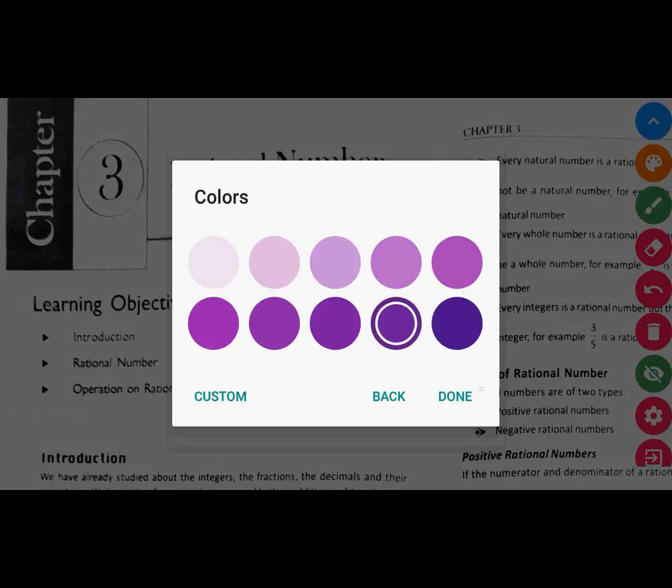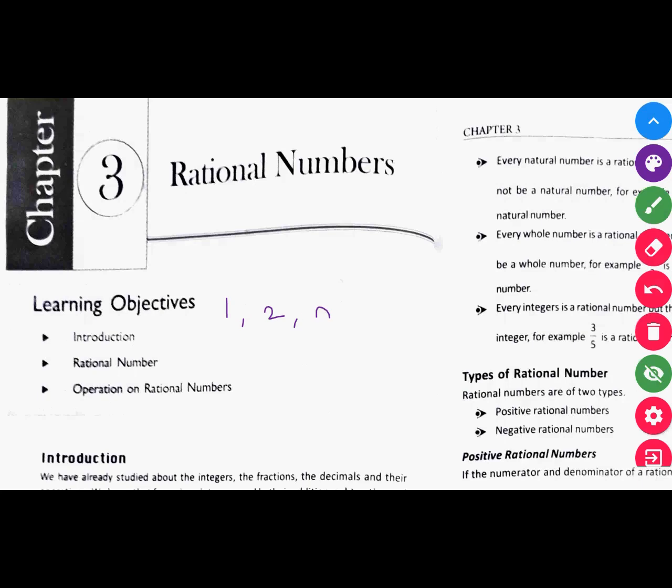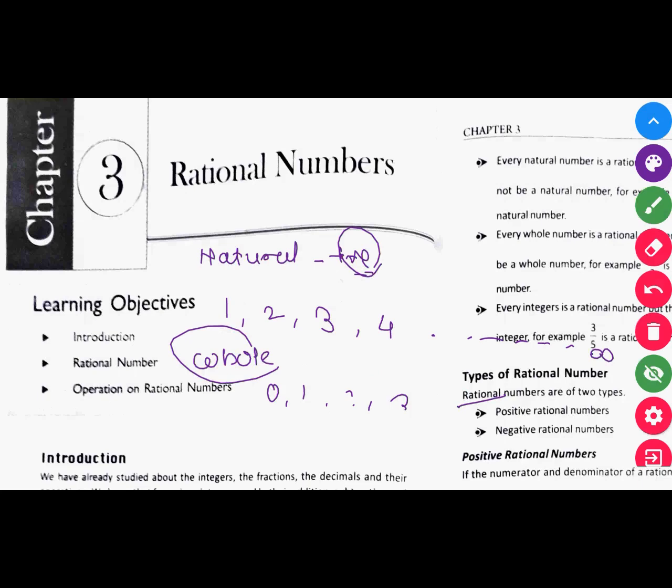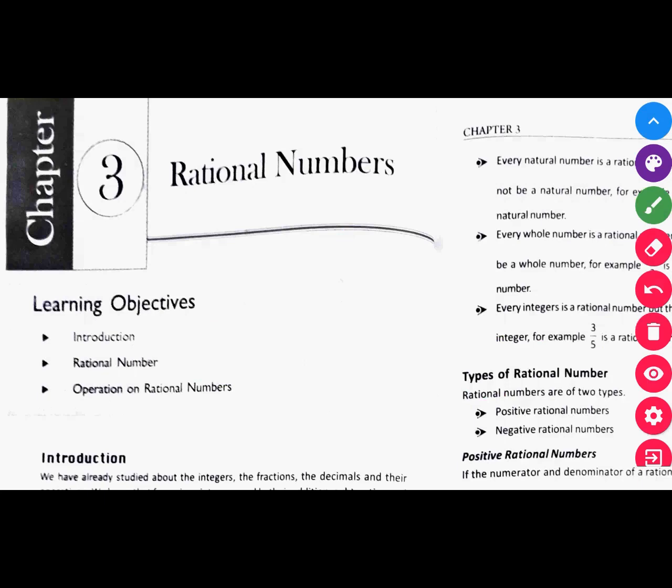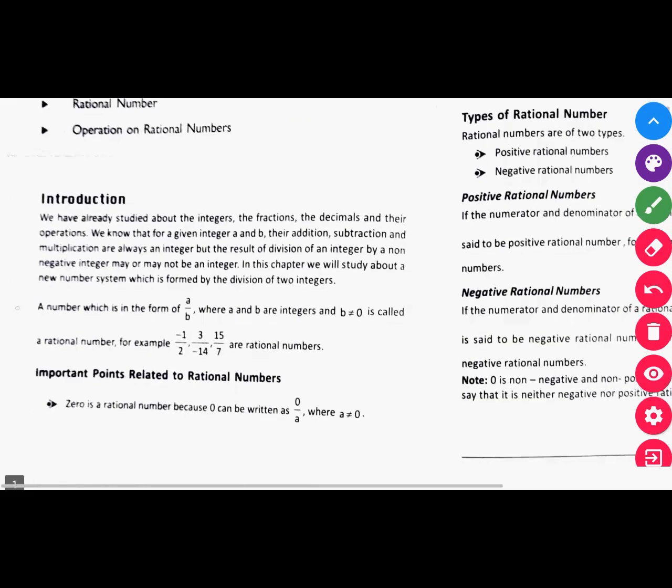Natural numbers always start with 1, 2, 3, 4 and go up to infinity. All natural numbers are positive numbers. Okay. Then whole numbers: if we add 0 to the natural numbers, or we start from 0, then it is known as whole numbers. 0, 1, 2, 3, 4 up to infinity. And integers, all negative and positive together, are called integers. They go to infinity on both sides.